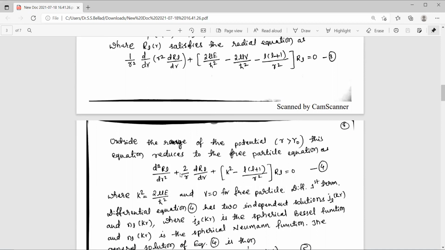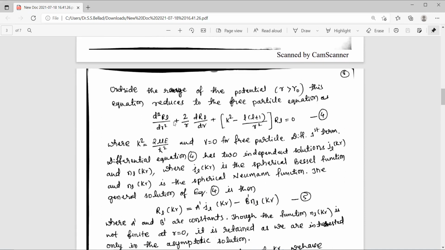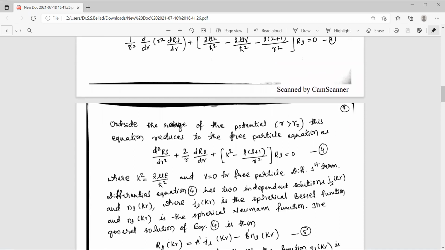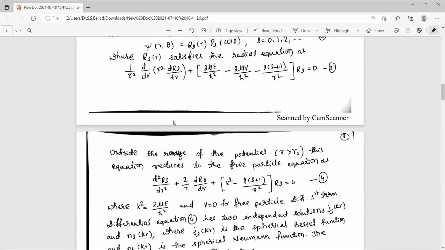What we have done here is that this term is differentiated with respect to r using the product rule, and it is written here.